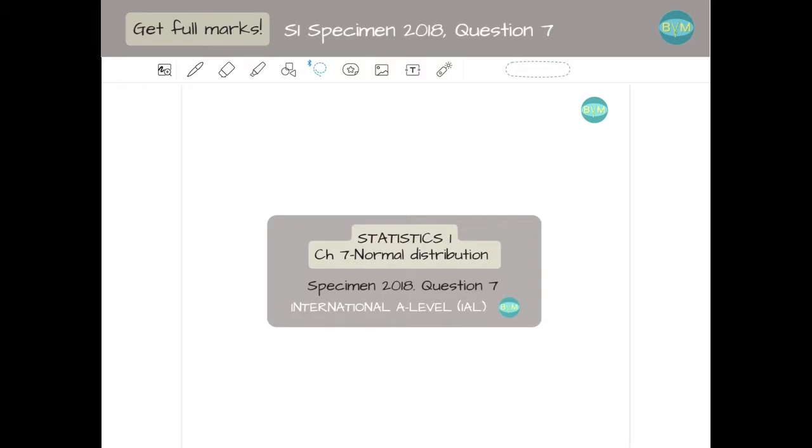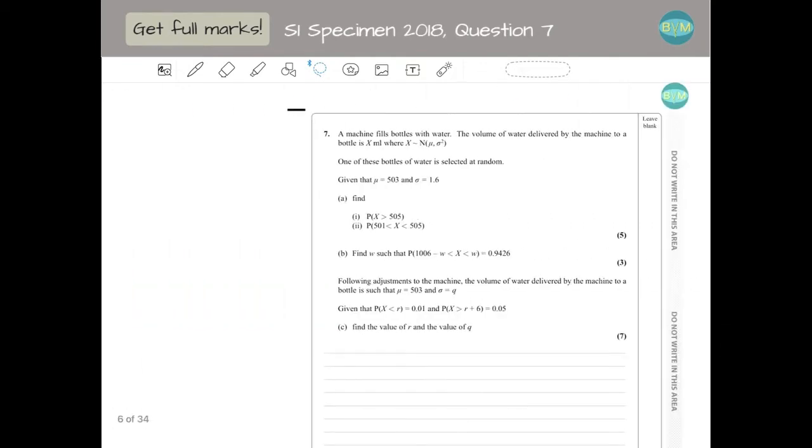Hello, this is question 7 in Specimen 2018. It's a statistics question about normal distribution. It's not an easy question and you have to have a good knowledge of the symmetry and how the normal distribution works. So let me show you how you can get full marks on this question.